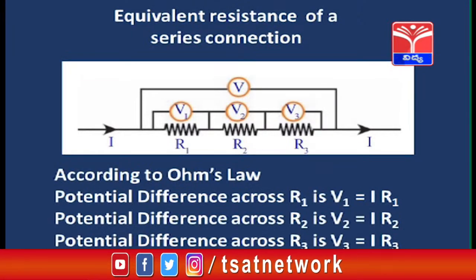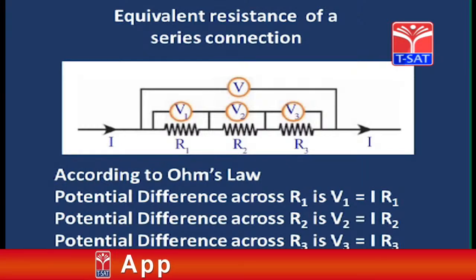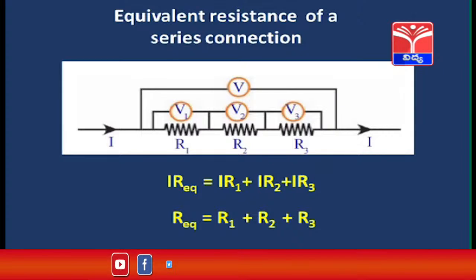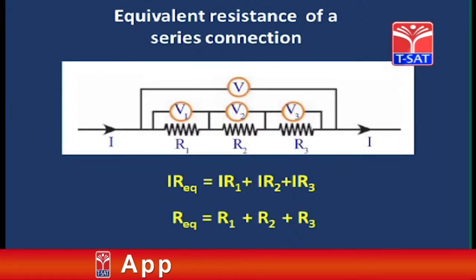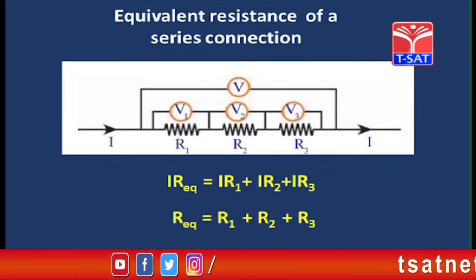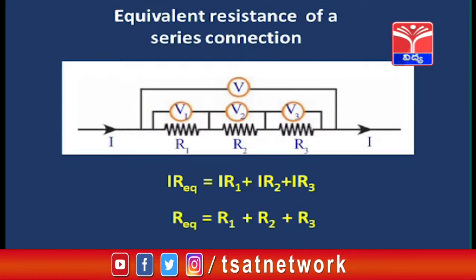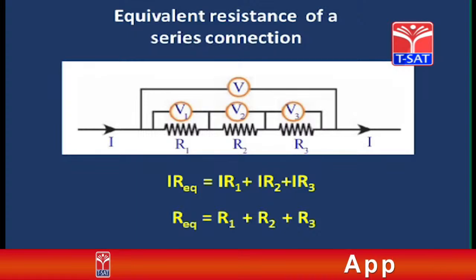So, we can write V is equal to I R1 plus I R2 plus I R3, and V is equal to I R equivalent. Substituting, I R equivalent is equal to I R1 plus I R2 plus I R3. Current being the same, we can write R equivalent is equal to R1 plus R2 plus R3. So, when resistors are connected in series, the resistance will be equal to the sum of individual resistances.